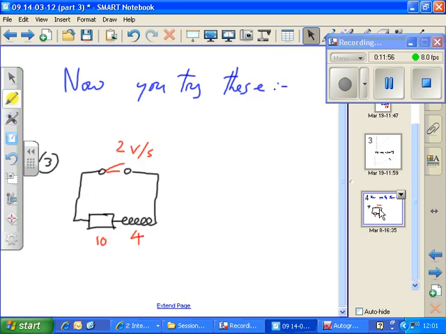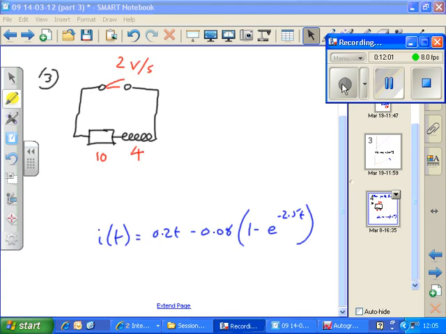You could have a go at this one below, and I'll put the solution underneath. This is the function that you should get for the current. The current equals 0.2t minus 0.08, brackets 1 minus e to the minus 2.5t.